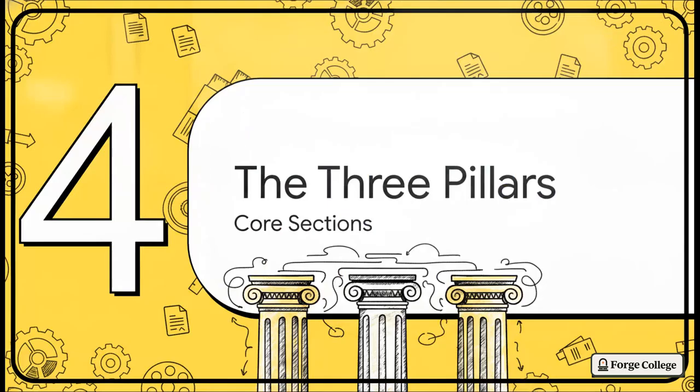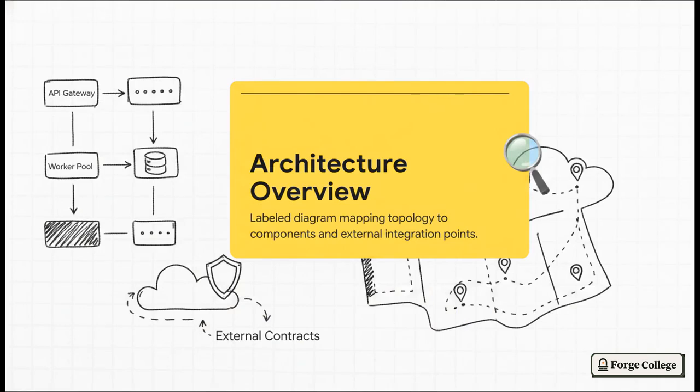Let's roll into Section 4, the 3 pillars. So how does this script actually build out the document? It relies on 3 core sections, or pillars, a concept we actually talk about a lot in other Forge College learning programs. Pillar number 1 is the architecture overview.